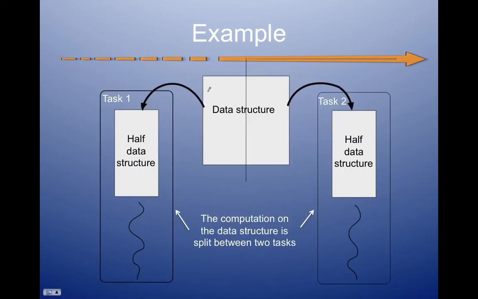So here is an example. You take a big data structure, for instance, a 2D array, and you split the array in two subarrays, each subarray being computed by a different task.